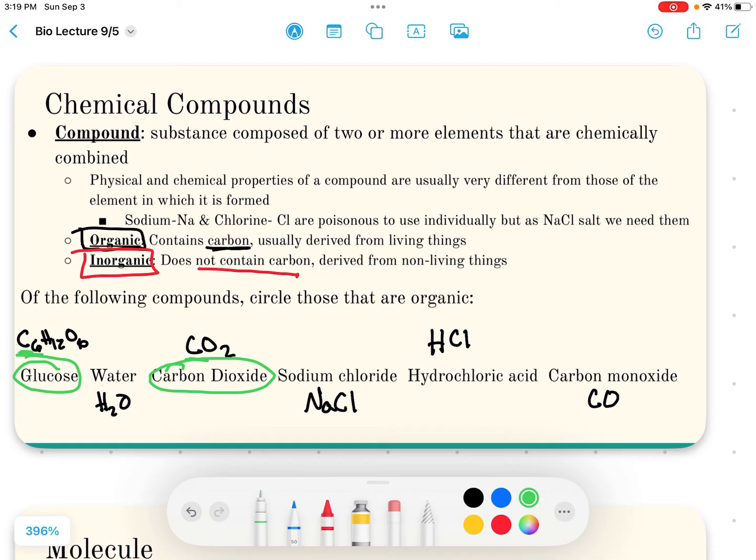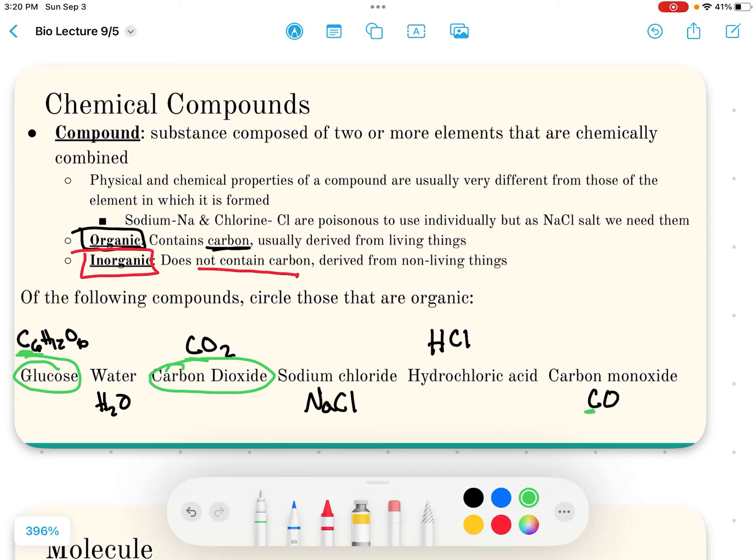Sodium chloride, NaCl. Even though we see a C here, that C is attached to that L. So that is chlorine. That is a totally different element than our carbon. So that is inorganic. We have hydrochloric acid, which is a very strong acid. That, again, has the C there, but it's attached to an L, so that is a totally different element. So that is inorganic.